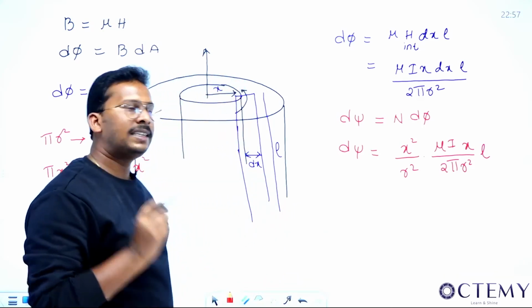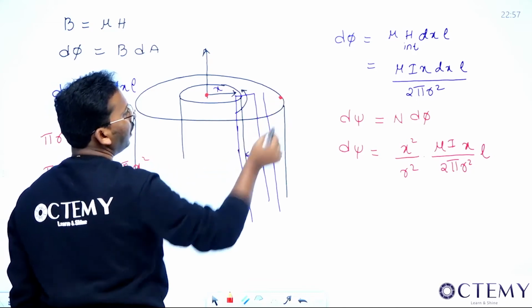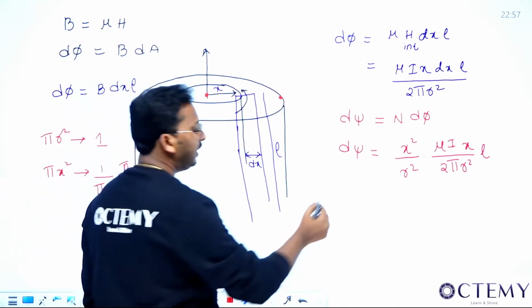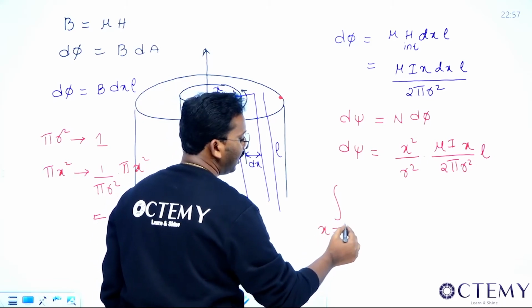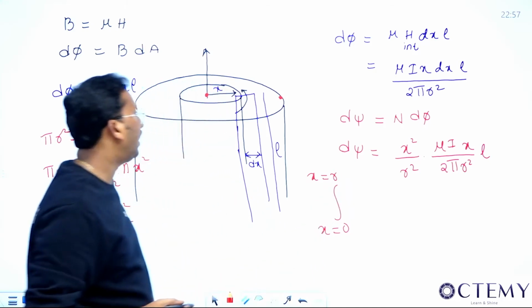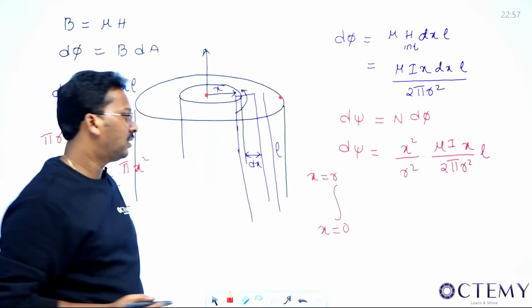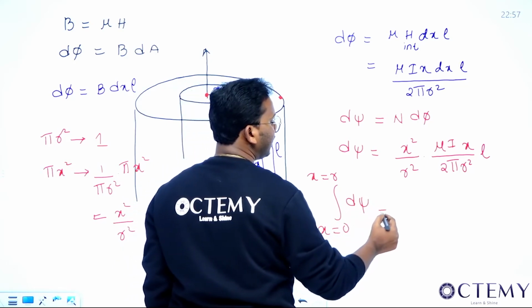Now I want the entire change in flux linkage from the center point to this. So I have to integrate this. So if you do the integration from x is equal to 0, that is core center, to x is equal to r. X is equal to r is what, sir? To the outer surface. That will entirely cover the internal flux. So internal flux linkage will get as d phi is equal to, let us integrate this.